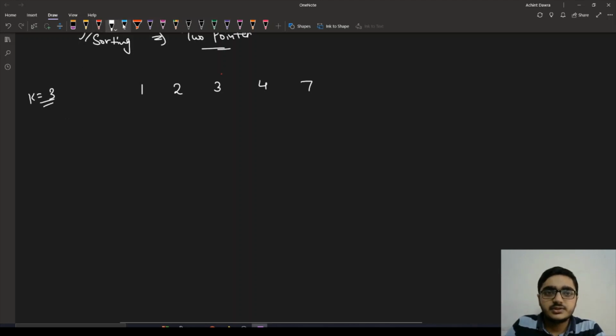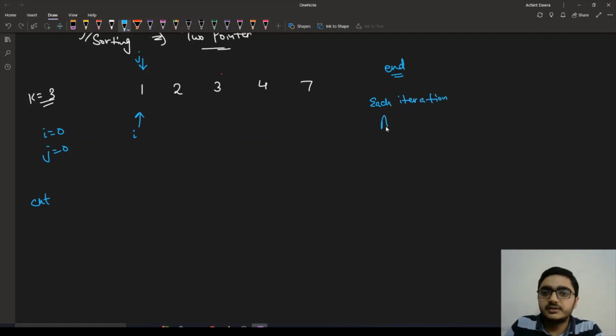Once it's sorted, we set two pointers i and j at the starting of the array. So i is 0 initially, j is 0 initially, and we also take another variable count which would store the count of all such pairs. We iterate this array till either of our pointers reaches the end, and in each iteration we calculate the difference aj minus ai.